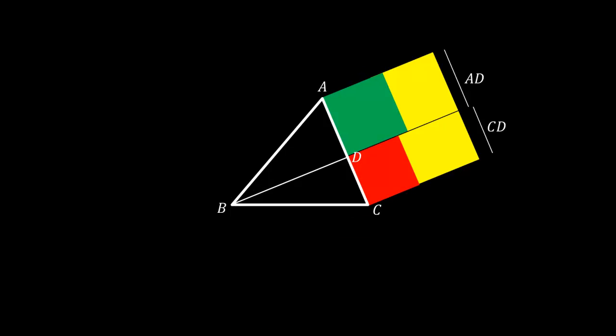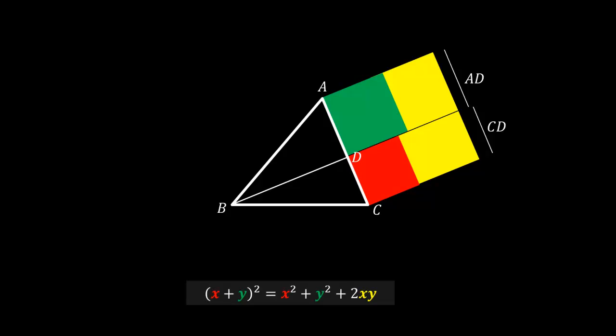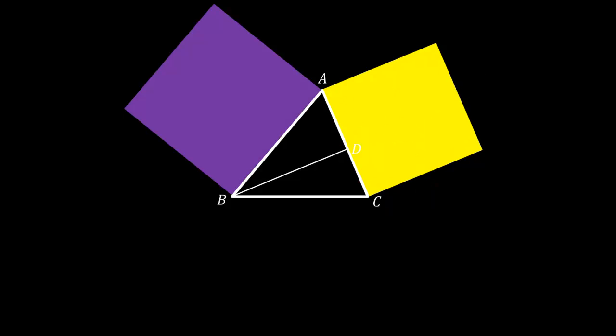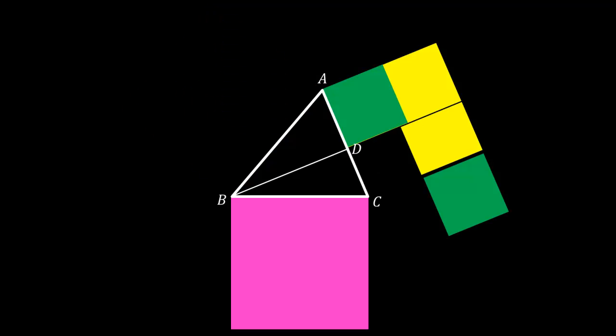Now, notice that the square of AC can be broken down to a sum of the square of AD plus the square of CD plus two of these rectangles, which have dimensions AD by CD. Interestingly, this is just like expanding a binomial raised to the power of 2. So we can adjust our previous statement by adding in the green square and the two yellow rectangles. Thus, the purple square of AB and the yellow square of AC add up to the same area as the pink square of BC plus two green squares and two yellow rectangles, AD by CD.